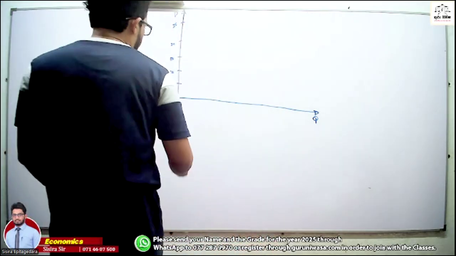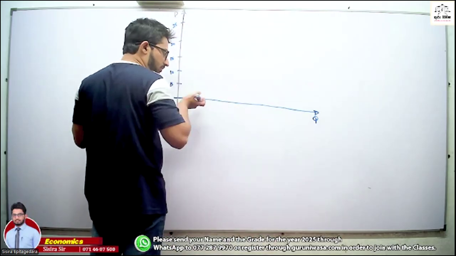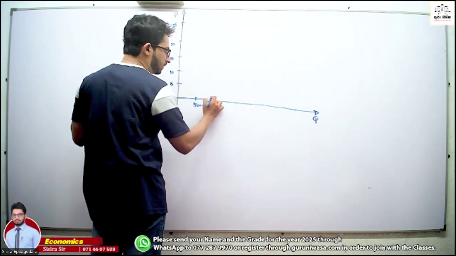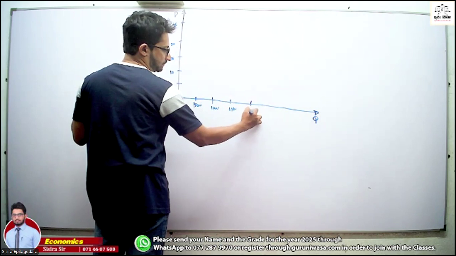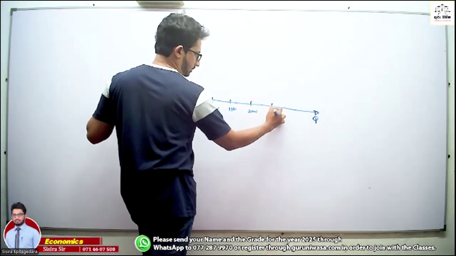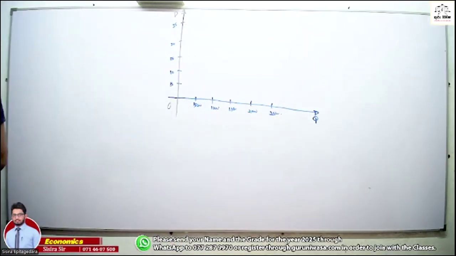Yes. Then for demand, mark by 500, same distance, 1,000, 1,500, 2,000, 2,500. Mark the points given. The first one is when price is.